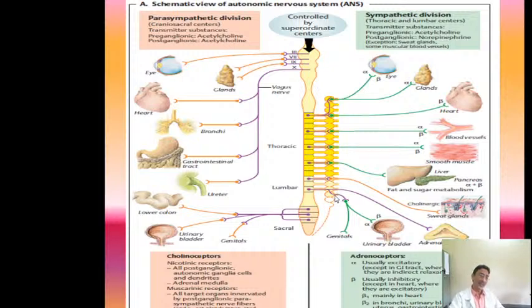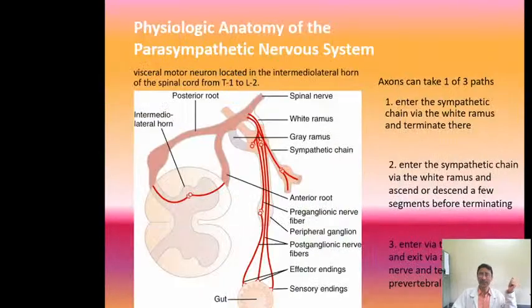Now the next question is, what are the receptors present? Basically you should know that the parasympathetic division secretes certain neurotransmitters, and these neurotransmitters act on certain receptors, which are known as cholinergic receptors. Whereas the sympathetic division acts through neurotransmitters by activating the adrenoreceptors, and there are two types of receptors, alpha adrenergic receptors and beta adrenergic receptors, which we shall see in the subsequent slides.